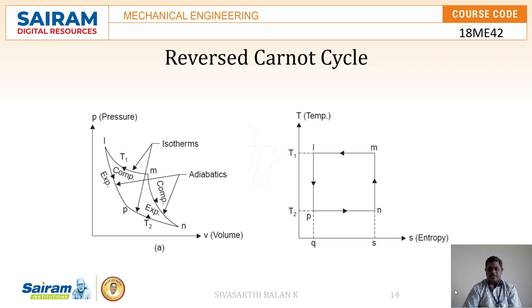And the TS diagram clearly explains that P to N and M to L are both isothermal processes where temperature remains constant, whereas N to M as well as L to P are the isentropic processes where entropy remains constant.